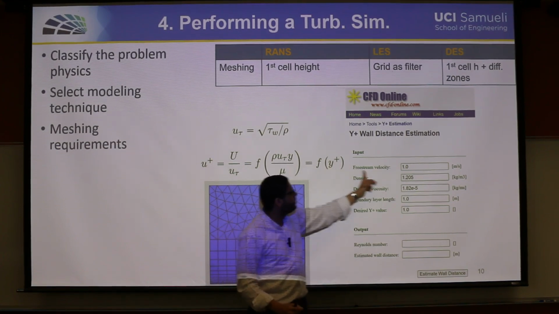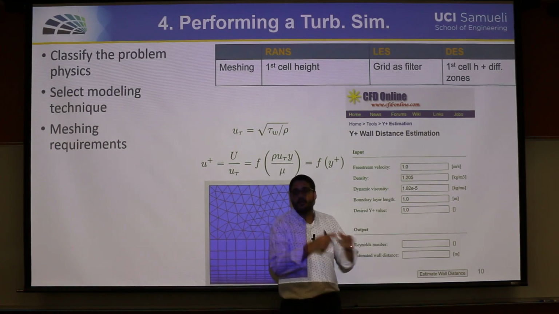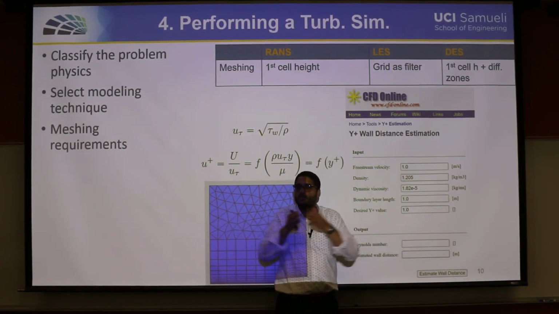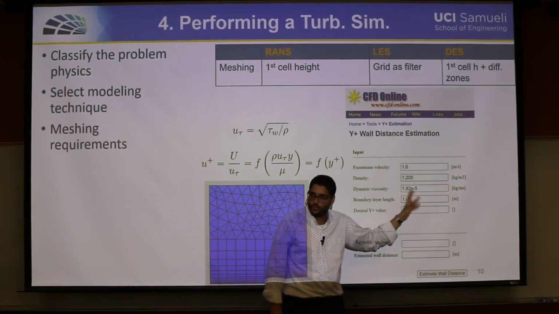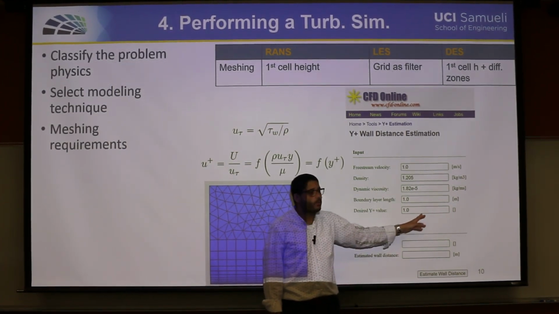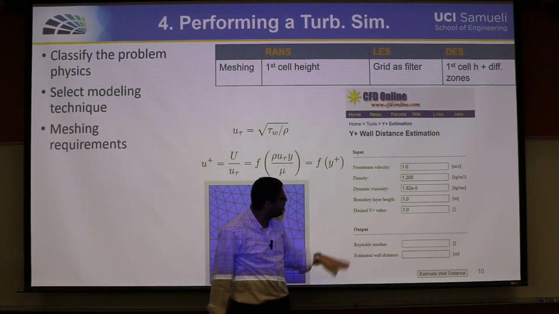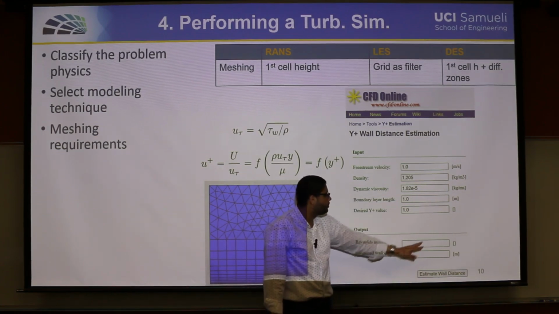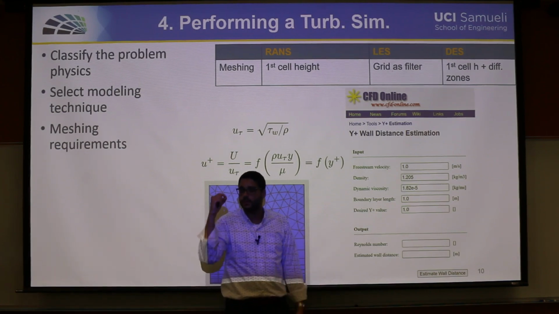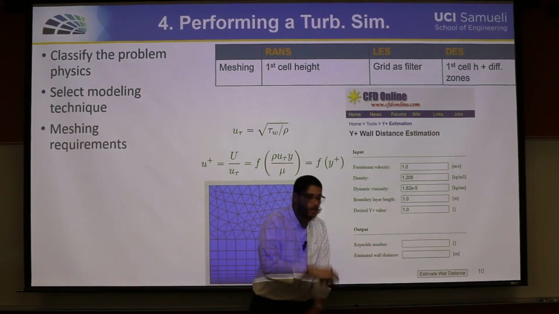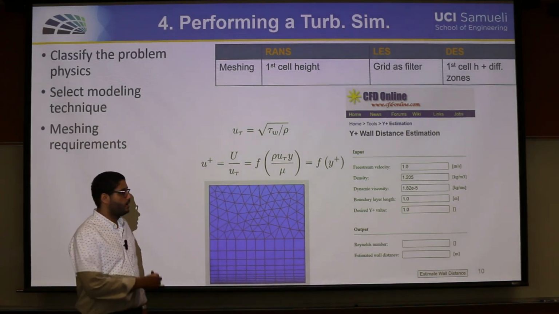Give me the free stream velocity, your density, your dynamic viscosity, and the boundary layer length, which means the length of your body. Most of the time we say the characteristic length is equal to 1, so you will always have this equal to 1. And your desired y plus value, you need it to be less than unity, or the maximum to be just 1. Then you hit estimate wall distance, and it will give you the Reynolds number and the estimated first cell height. I've been using this in most of my CFD simulations and they work very fine, very good.